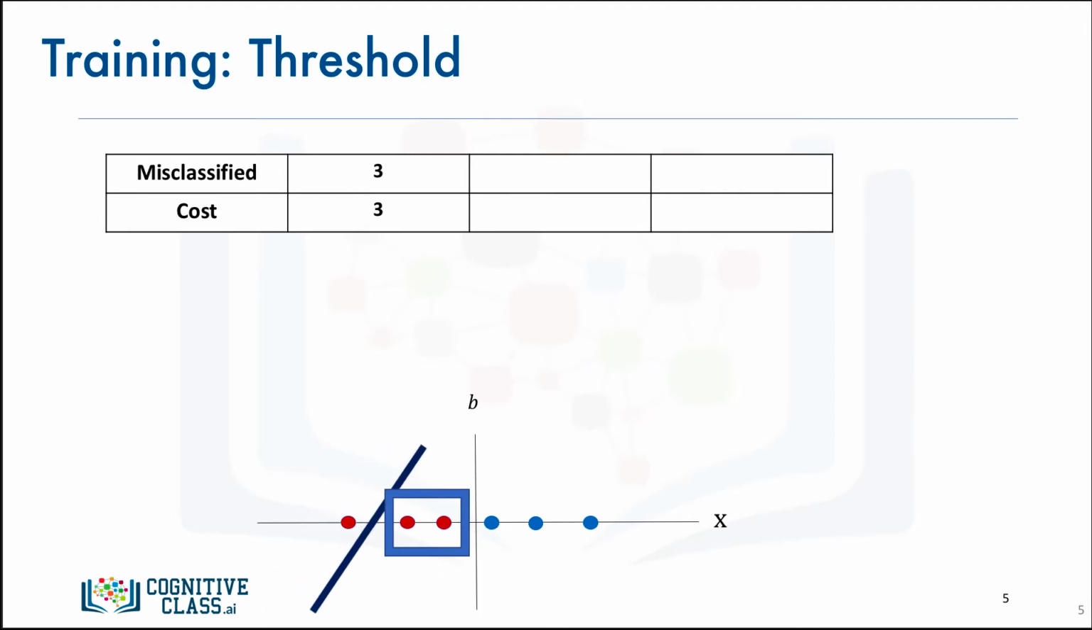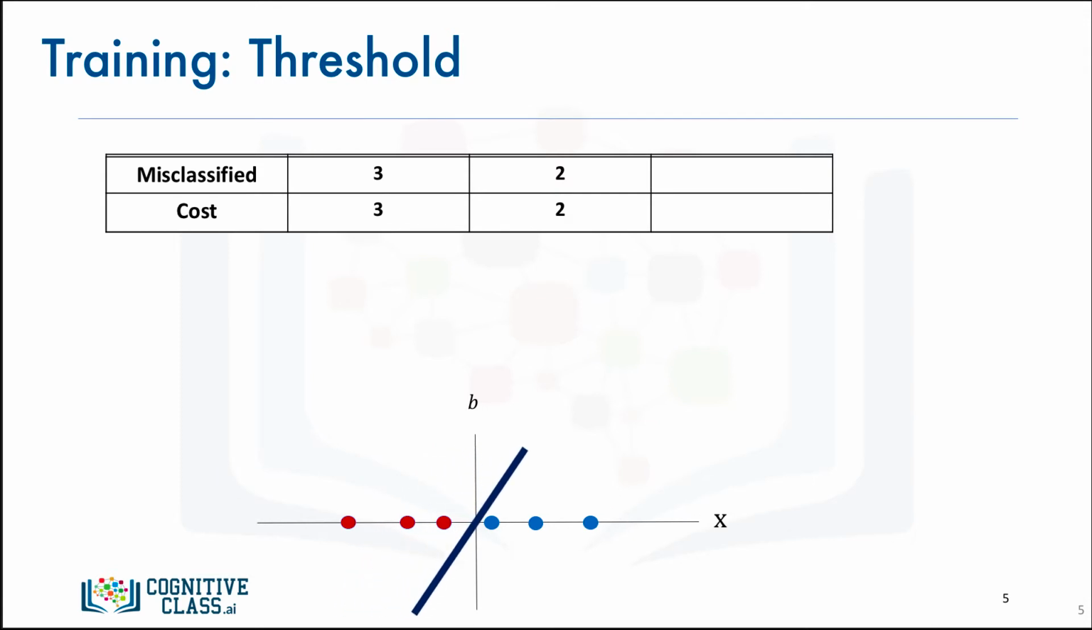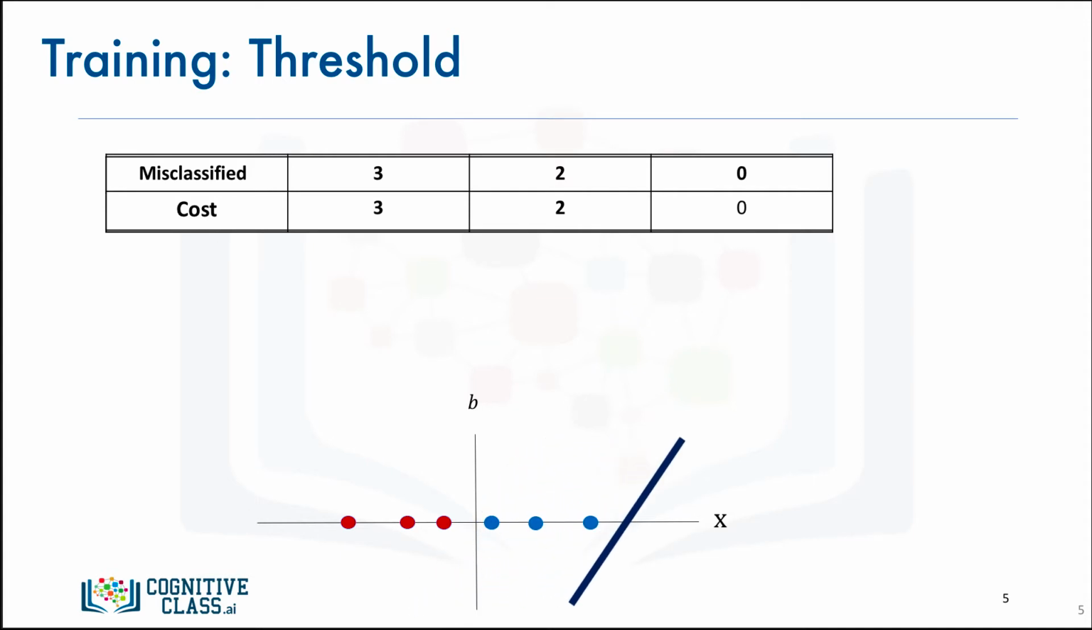If we move the line a little, we'll only have 2 misclassified samples. And if we move it a little further, we'll get perfect classification. Of course, like linear regression, we can go too far, but we won't worry about that for now.